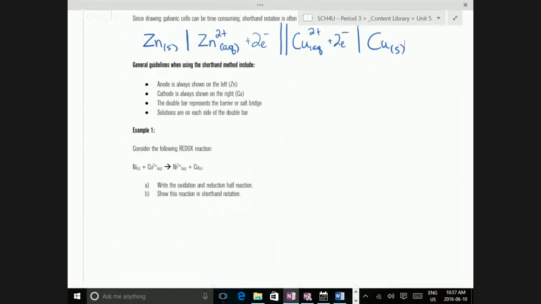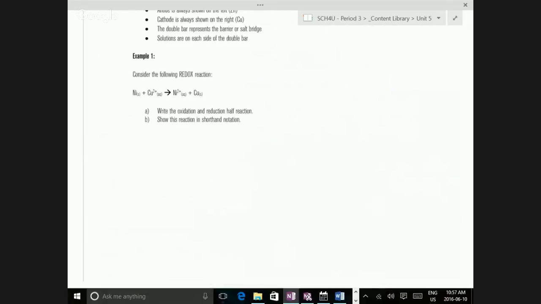All right, now what I want you to do, and this should not take you more than 5 minutes, is example 1 below. I want you to write the half reactions for a battery, or a cell rather, using nickel and copper, and then I want you to write the shorthand notation for it. Should not take you long.